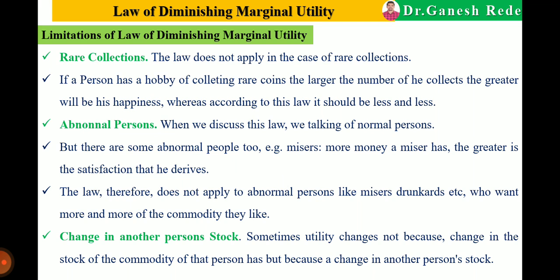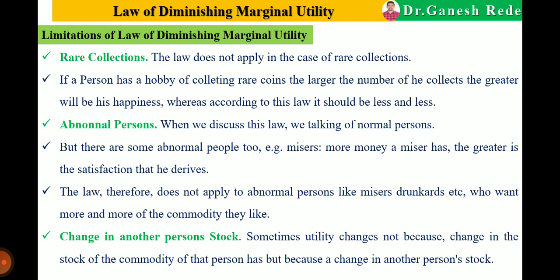The more money a miser has, the more and more satisfaction he will get. Therefore, this law is not applicable to abnormal persons like misers and drunkards who want more and more of the commodity as they like it. And last, change in another person's stock. Sometimes utility changes not because of a change in the stock of the commodity of that person, but because of a change in the stock of another person. It is because of jealousy also.